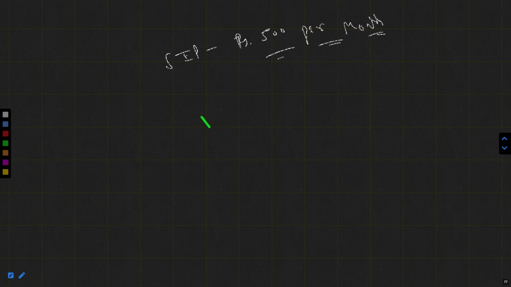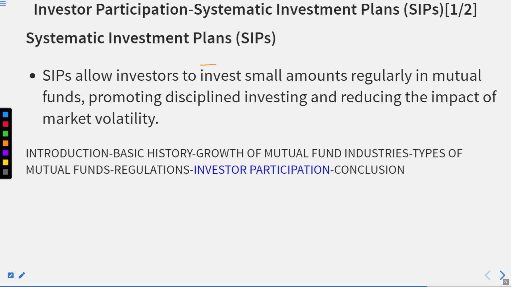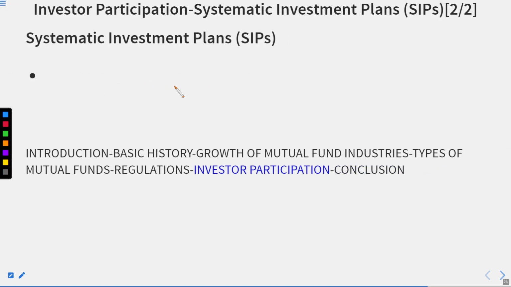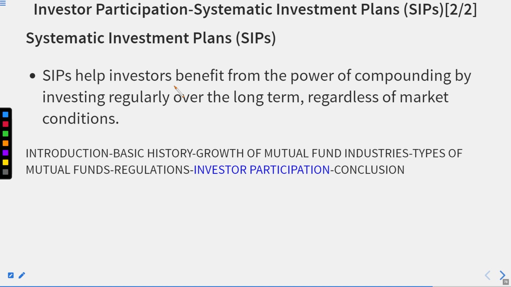So what will happen? At a certain date, every month, rupees 500 will be deducted from your account and will be invested somewhere. You are no longer required to do it by yourself. So that's how the SIP not only helps to invest small amounts, but also promotes disciplined investing. Because no longer are you required to make the investment by yourself, the AMC will do it for you. SIPs help investors benefit from the power of compounding by investing regularly over the long term, regardless of the market conditions.